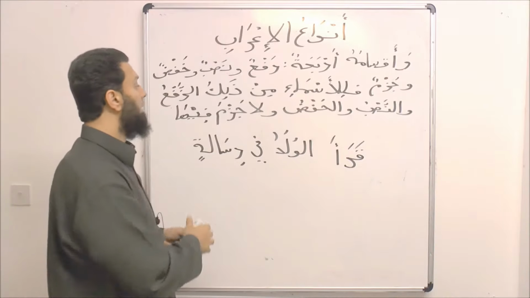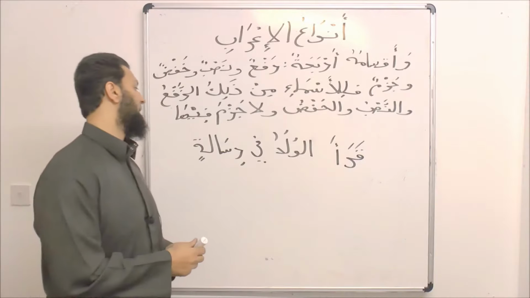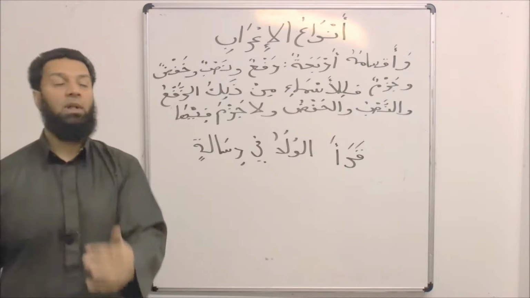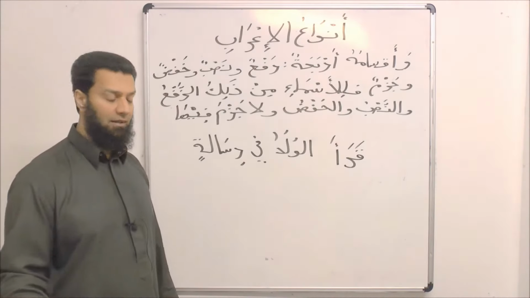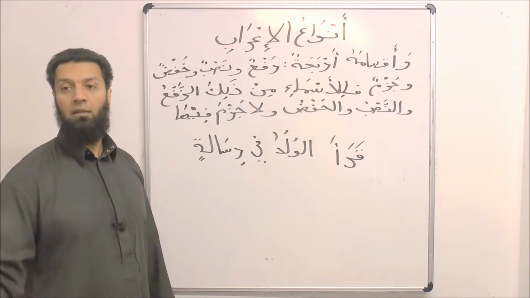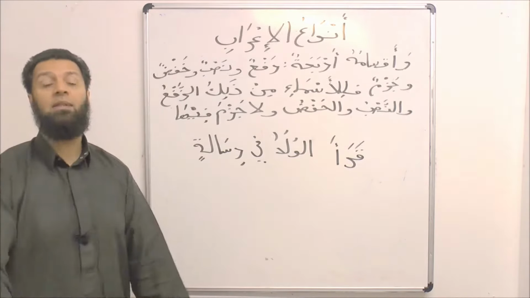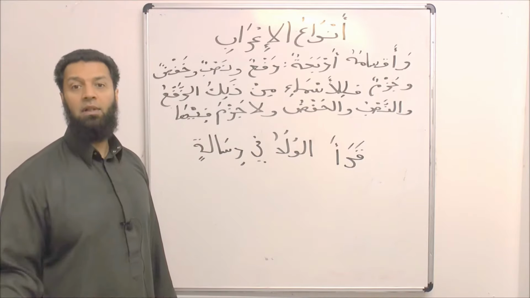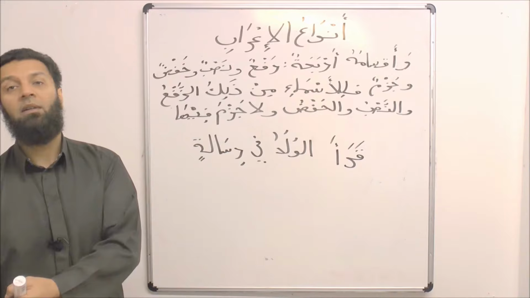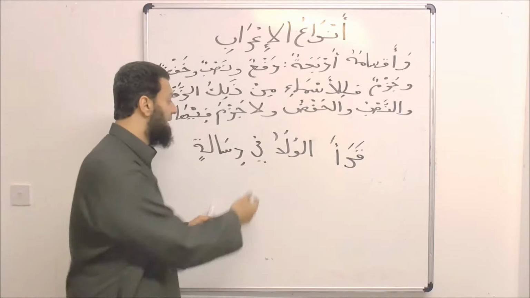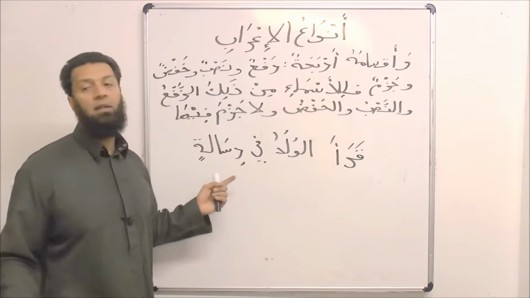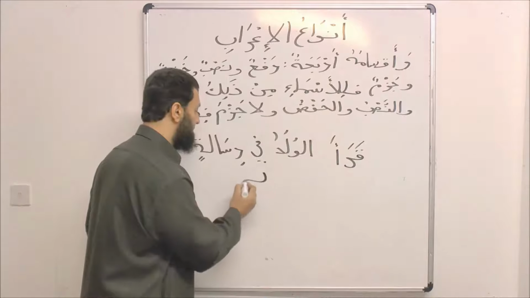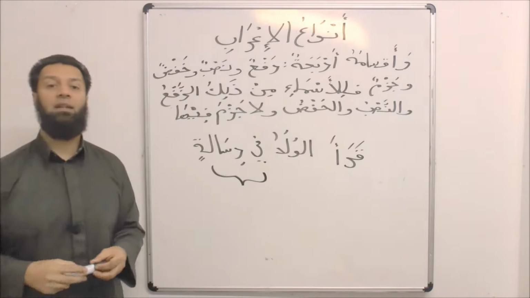Okay, the only other point to note about this sentence, قَرَأَ الْوَلَدُ فِي رِسَالَةٍ, is the إعراب. قَرَأَ is فِعْلٌ مَاضٍ مَبْنِيٌّ عَلَى الْفَتْحِ. الْوَلَدُ is فَاعِلٌ مَرْفُوعٌ, and the indicator for being مَرْفُوعٌ is عَلَامَةُ رَفْعِهِ الضَّمَّةُ الظَّاهِرَةُ فِي آخِرِهِ. فِي is حَرْفُ جَرٍّ, رِسَالَةٍ is اسْمٌ مَجْرُورٌ بِحَرْفِ جَرٍّ. But what is فِي رِسَالَةٍ here? This is a good question.